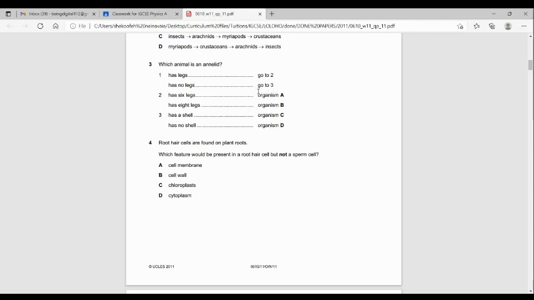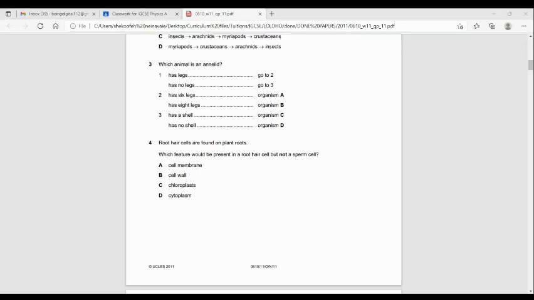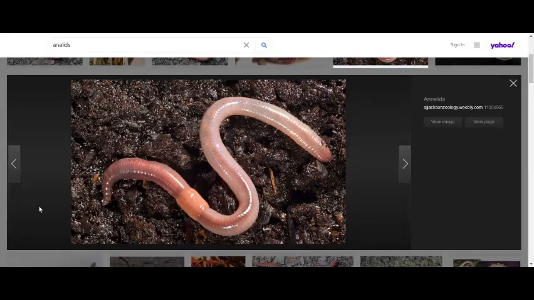Which one is correct? They don't have any legs because they look like worms. They have worm-like structures. So worms don't have legs. I just want to show a photo of annelids. That's the earthworm, one of the examples. These are annelids. I can see it has a segmented body. You see these segments? There are different sections or parts, lots of lines that are called segments. So it has a segmented body. And do you see any legs? It doesn't have any legs. That's another feature of annelids.